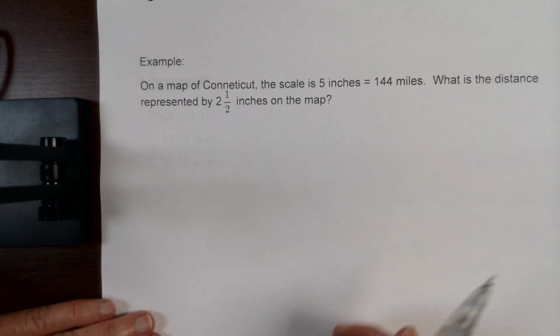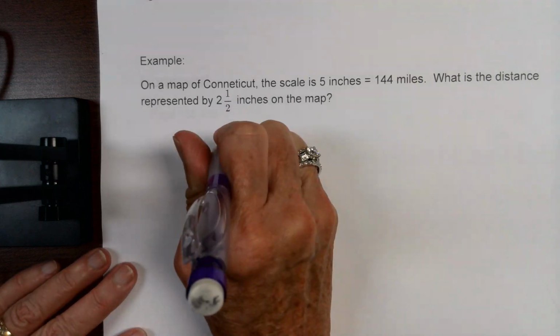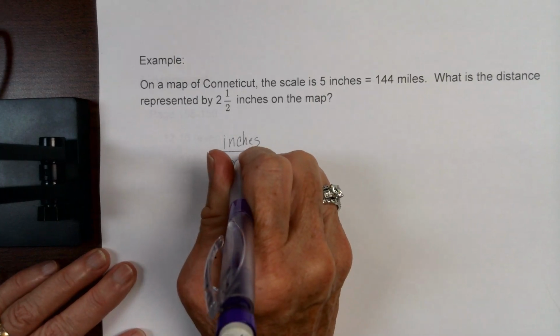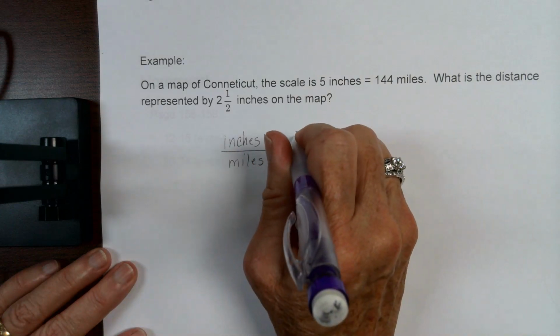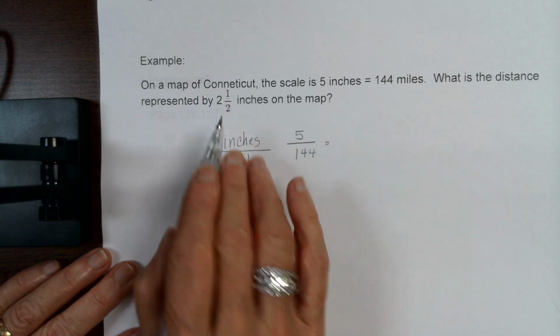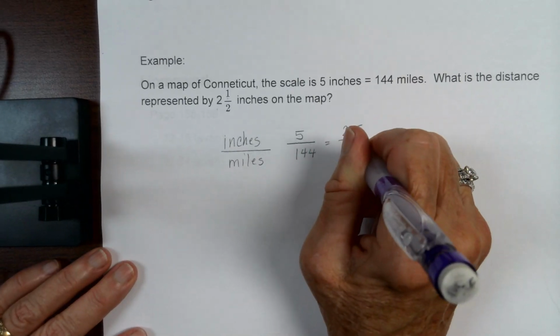Here's another example. On the map of Connecticut, the scale is 5 inches to 144 miles. So for every 5 inches on the scale, it's equal to 144 miles in actuality. What is the distance represented by 2.5 inches on the map? So again, I have inches, and I have miles. So 5 over 144. And then I've got this 2.5, and it's inches. So it goes on the top, and n goes on the bottom.